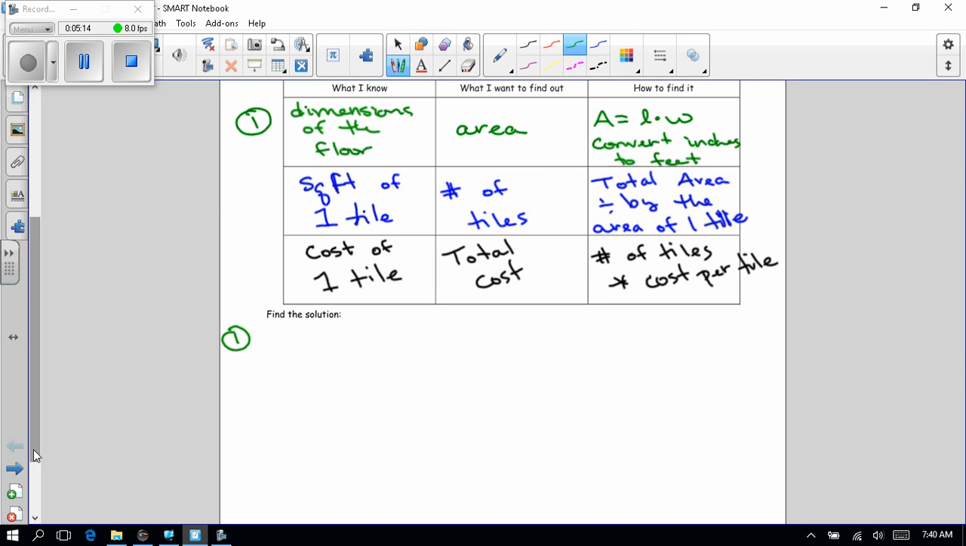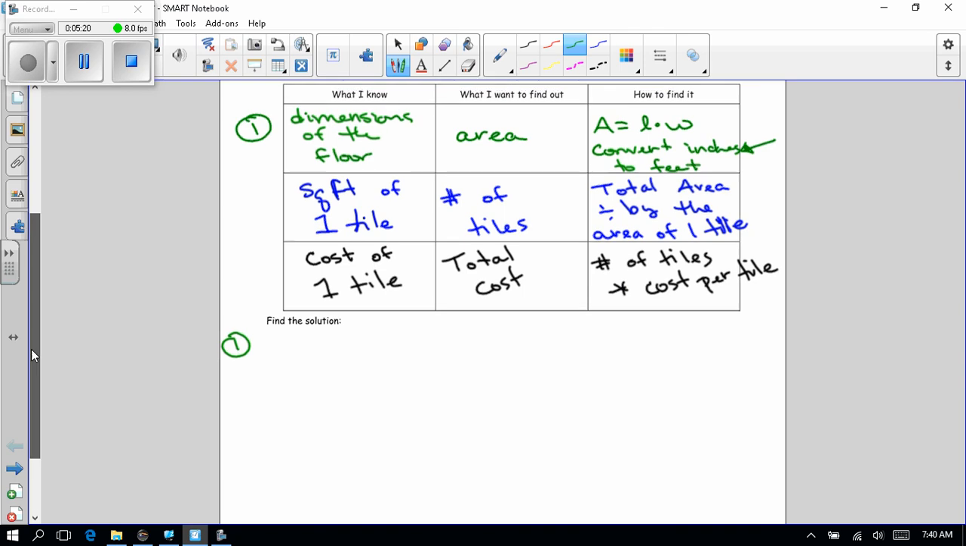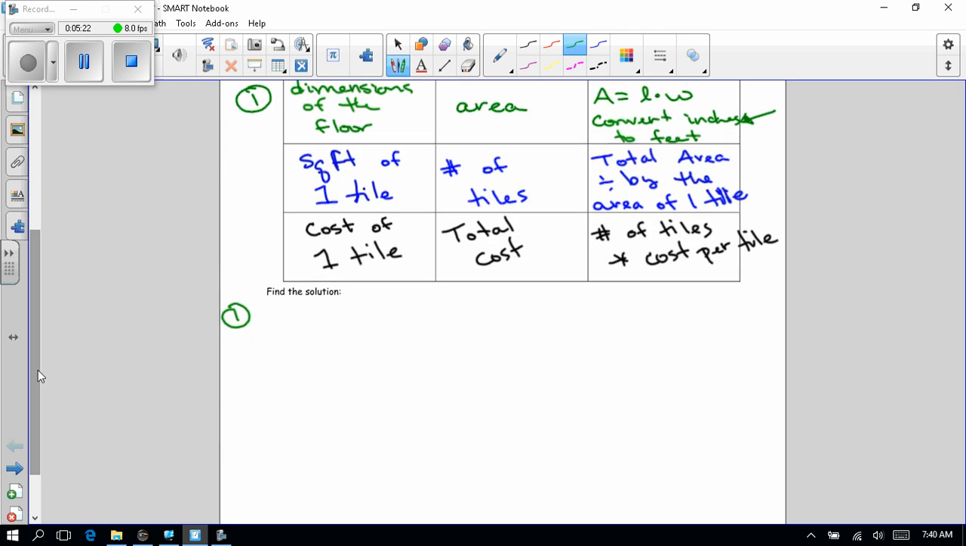Well, I said ultimately I've got to convert my inches to feet. All right, so I'm going to take the 5 feet 6 inches, and I want to convert all of that into feet. Well, 5 feet stays, but 6 inches, how much of a foot is that? That's 6 over 12 or 1/2. So this is really 5 1/2 feet.